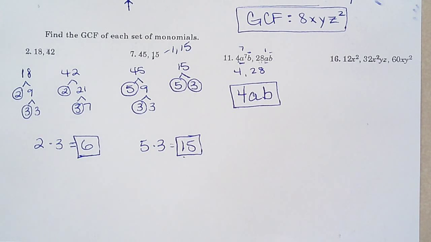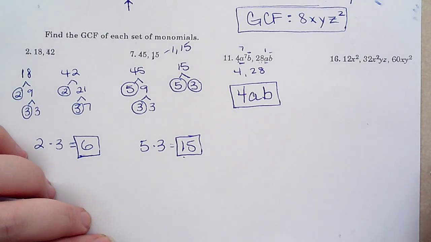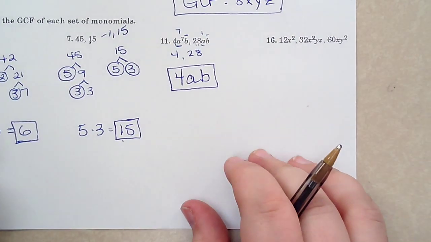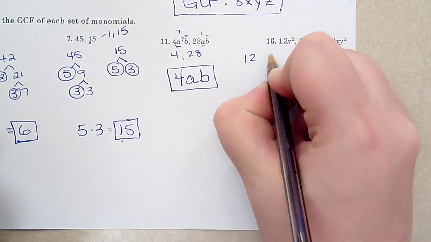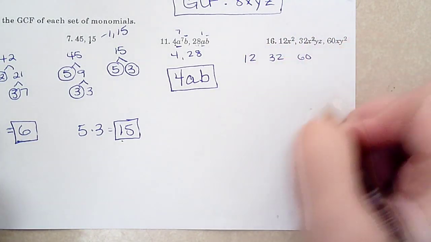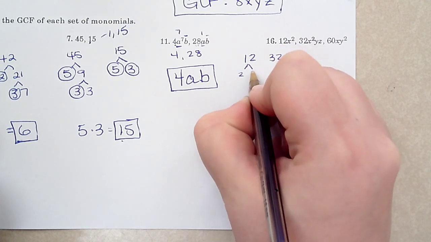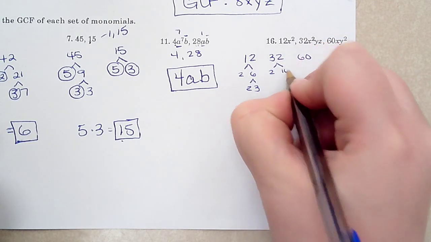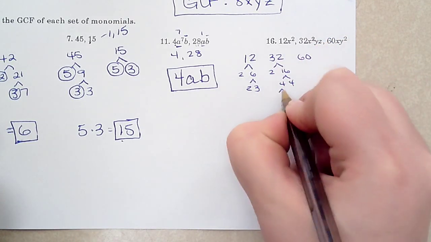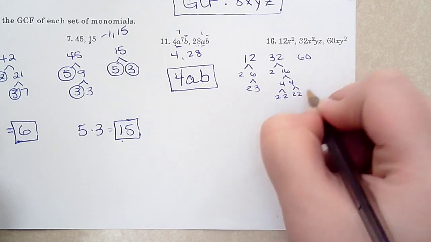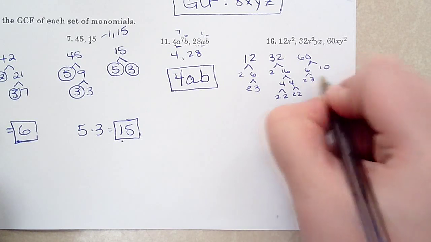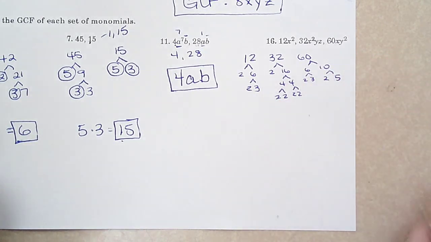Oof, this last one is a little bit tricky because instead of having 2 terms, now we have 3. So we have to figure out what all 3 terms have in common. Let's start by breaking down those numbers. 12, 32, 60. 12 is 2 and 6, 2 and 3. 32 is 2 and 16, 4 and 4, 2, 2, 2, 2. 60 ends up having 6 and 10, which is 2 and 3, 2 and 5.